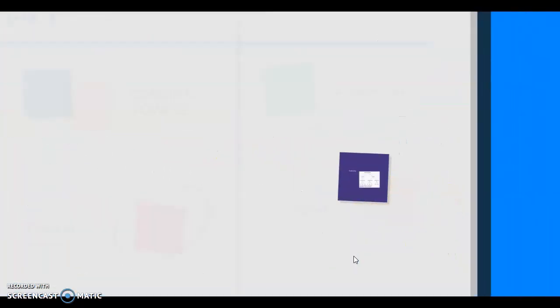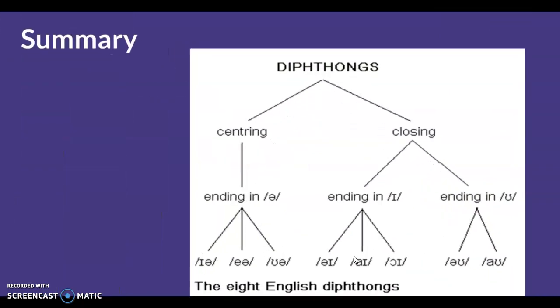Well, that covers the main points of my presentation. This is some kind of summary in which you have the difference between them. I want to recommend you to copy these 8 English diphthongs, because you will have a very organized way of classifying. Yes, you see, you have here the 2 different divisions and the 3 different divisions too.